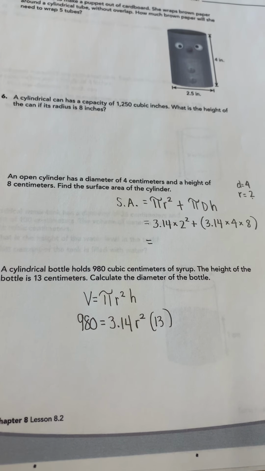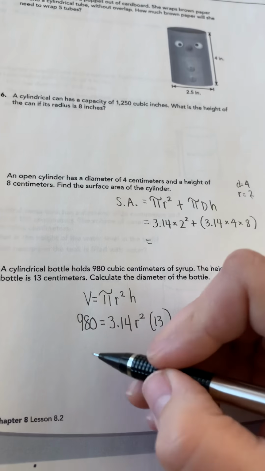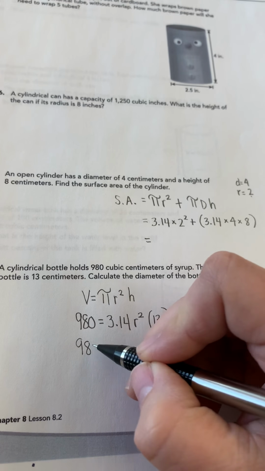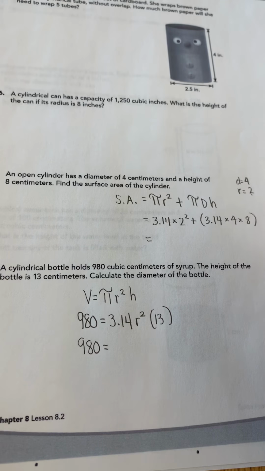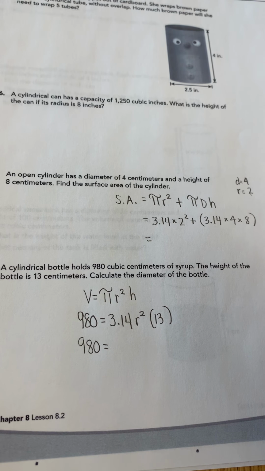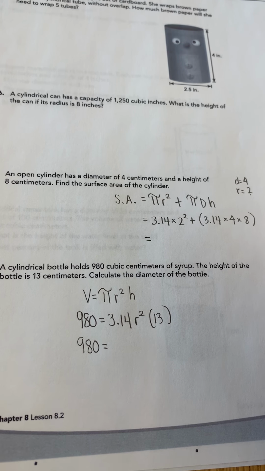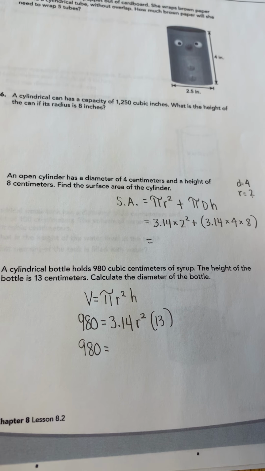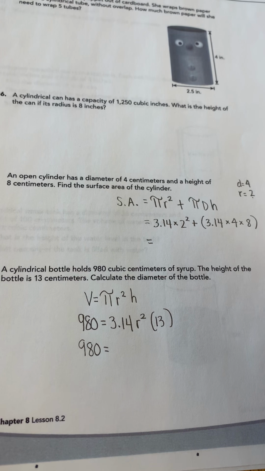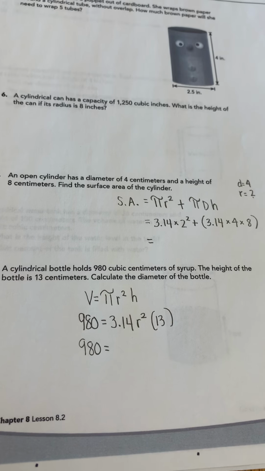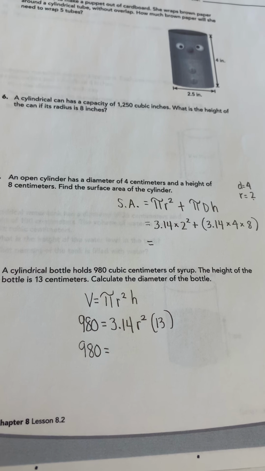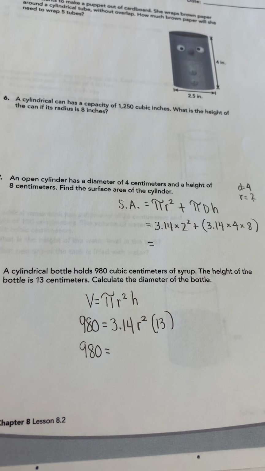So what you are going to do is you're going to take your calculator and you're going to multiply 13 times 3.14. And I think I'm going to have to pause this because I don't have a calculator. So let me pause this and I'll come back to you.